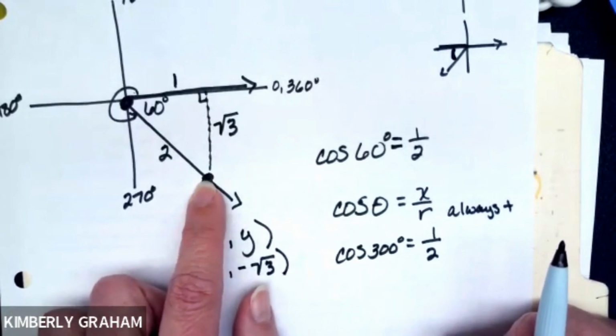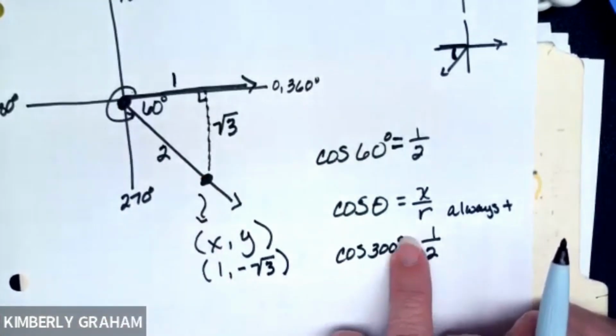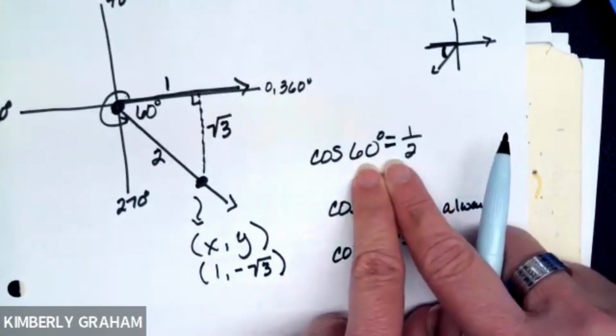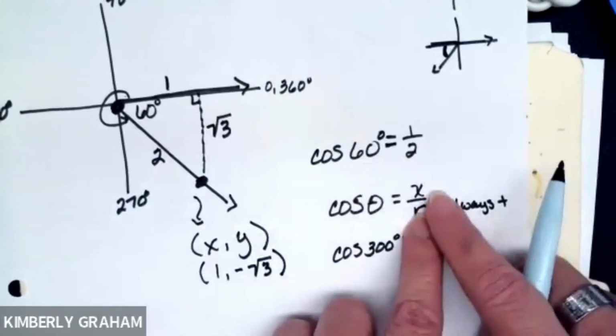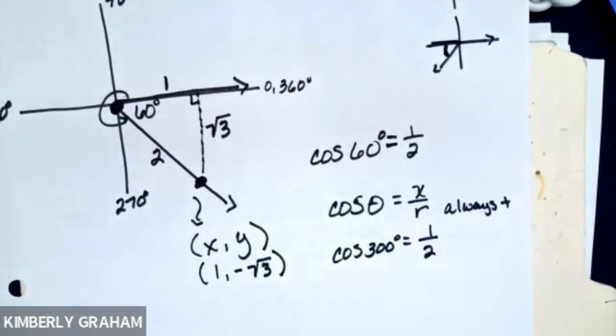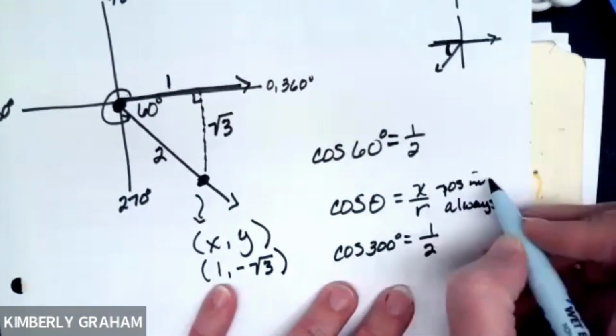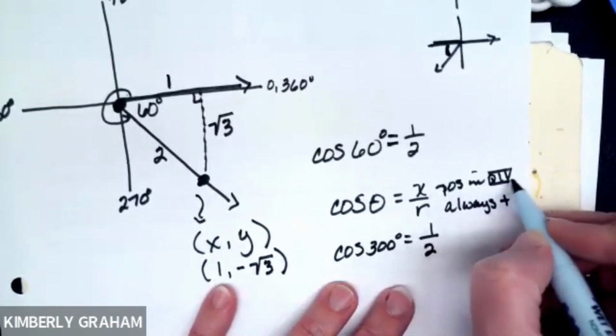So my cosine of 300 degrees is going to be the same as the cosine of 60 degrees because my x value is positive. Right? I'm positive in quadrant 4.